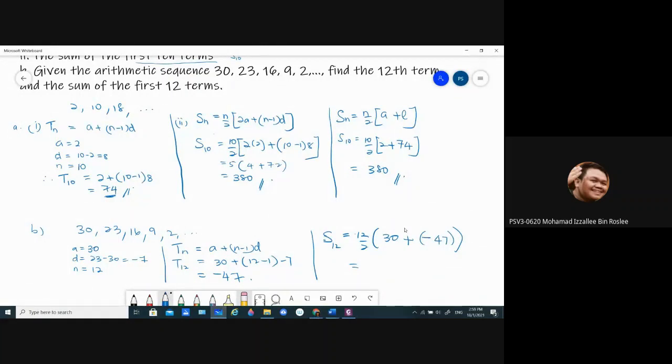Negative 102. Yes, negative 102. So we leave it at that. Okay, so that's our answer. Simple, huh? We just have to follow the formula given.